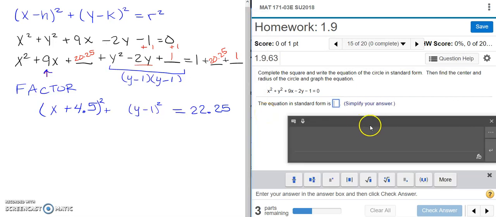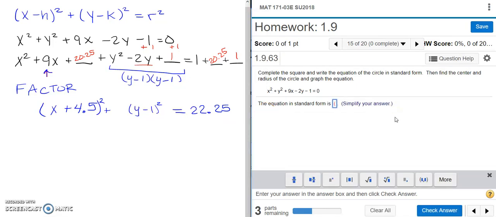So let's go ahead and add this over here. We have x plus 4.5 squared. Don't forget the squareds or it'll mess you up. Okay. X plus 4.5 squared. Okay. Plus y minus 1 squared. It didn't say that I had to use fractions, so I'm hoping the decimal will be okay. It says simplify your answer, but it doesn't say I have to use fractions, so we will try it.